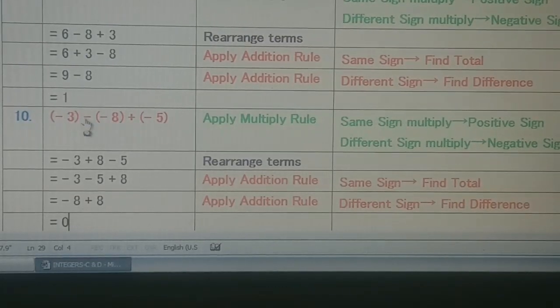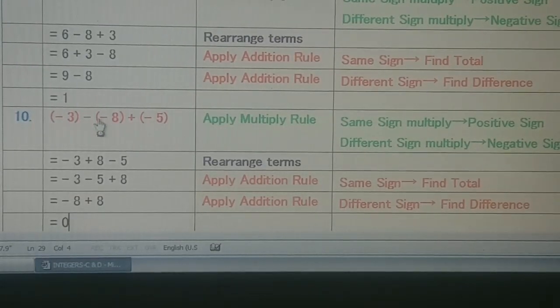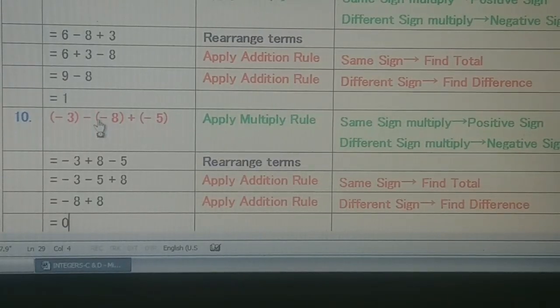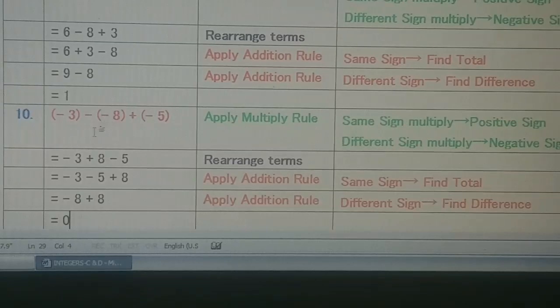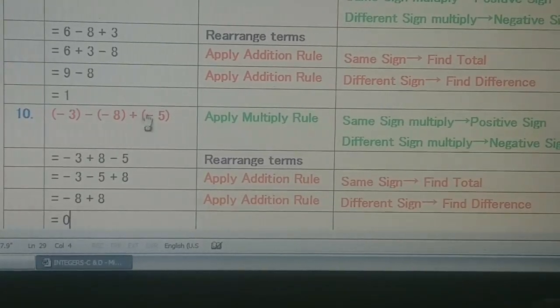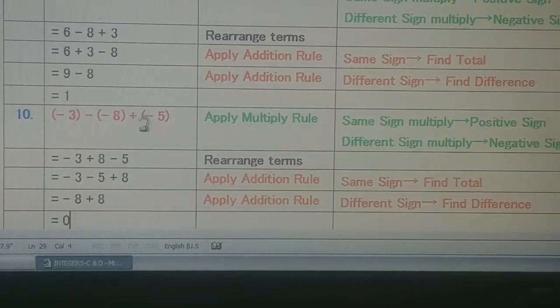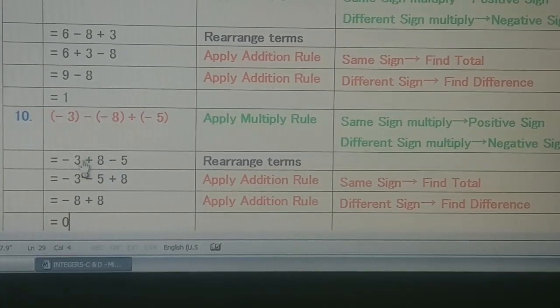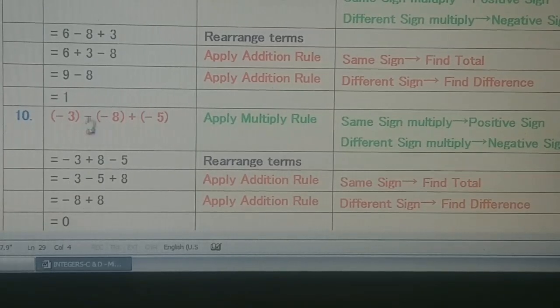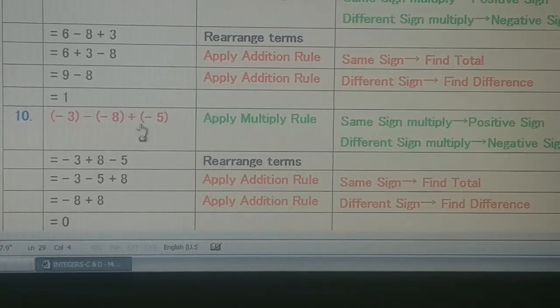Between 3 and 8 there are two signs, and one of them has to be removed using the multiply rule. We have learned minus into minus is plus, and plus into minus is minus. In the multiply rule, between plus and minus, who is stronger? Minus is stronger. So when we are choosing between plus and minus, we have to choose the minus sign in the multiply rule. So here we write minus 5. Minus 3 as it is, and minus minus becomes plus 8, and plus and minus becomes minus 5.